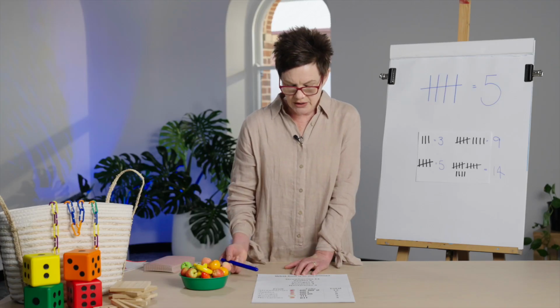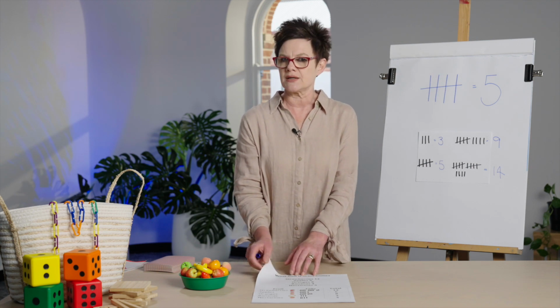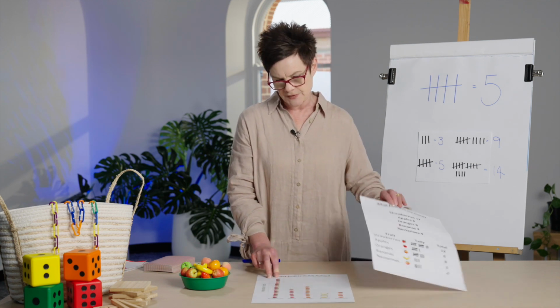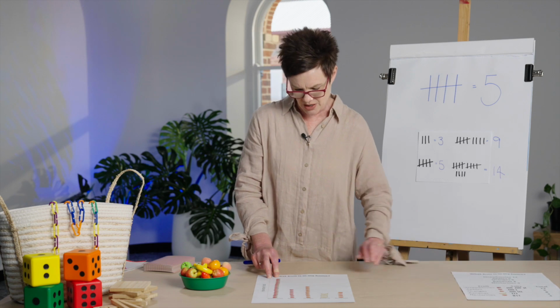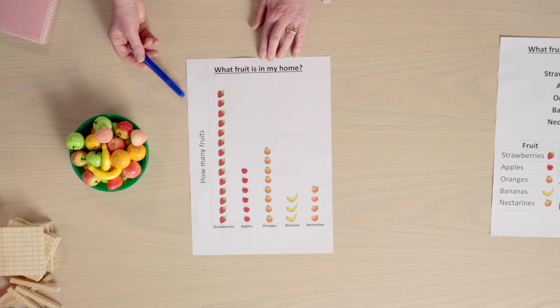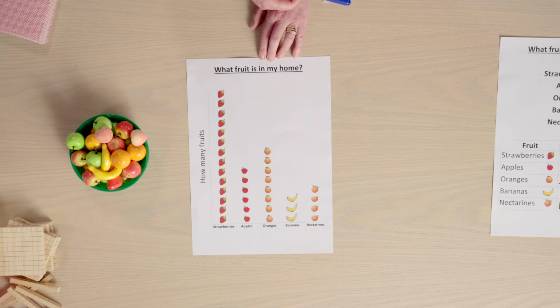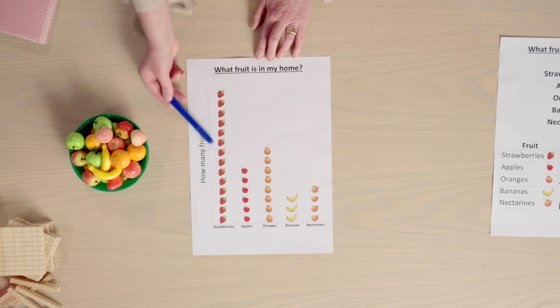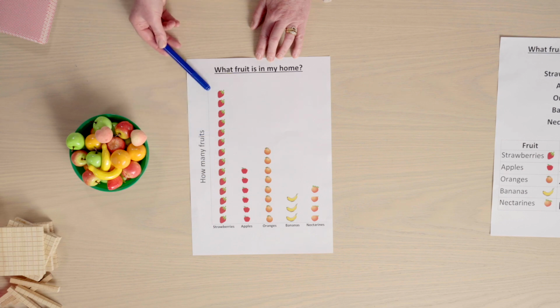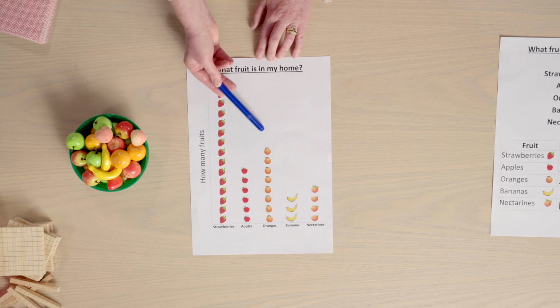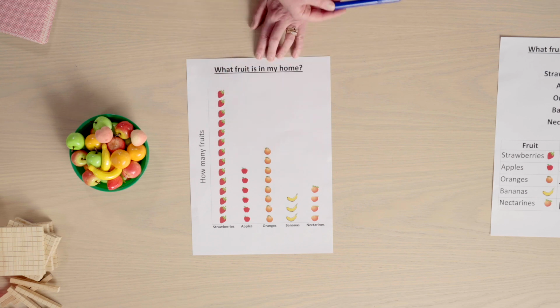Okay, so we can also put this data in a pictograph. So let's have a look at our pictograph. What fruit is in my home? It's the same data, but we're presenting it differently in a pictograph. So we can see how many strawberries, how many apples, oranges, bananas and nectarines.